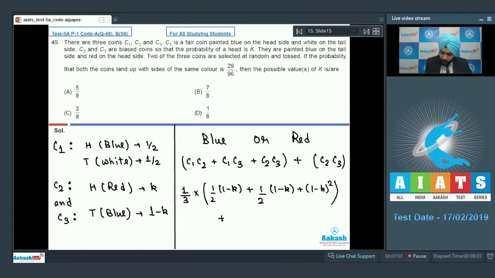This is the first part for blue color. For red color, it is again 1 by 3 into C2. For red color, head should come. C3 head should come. So k square. This value is 29 upon 96.